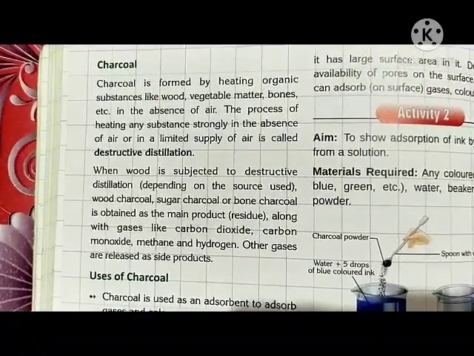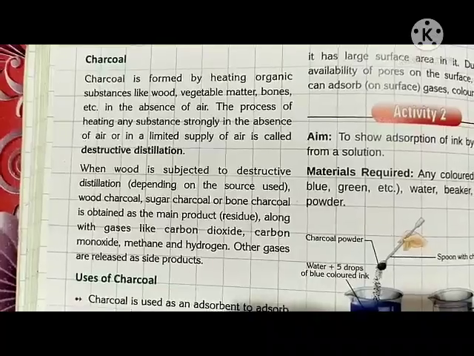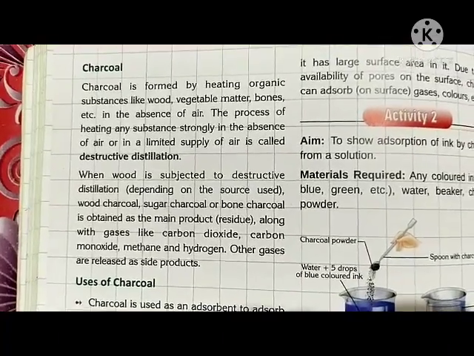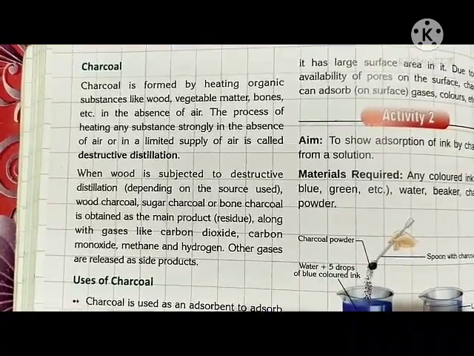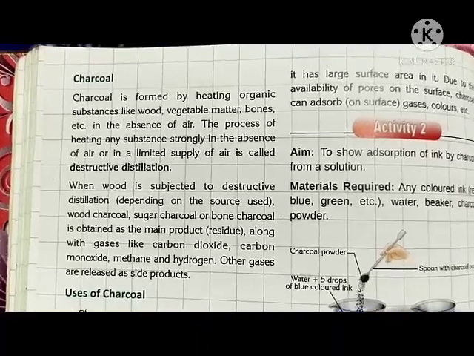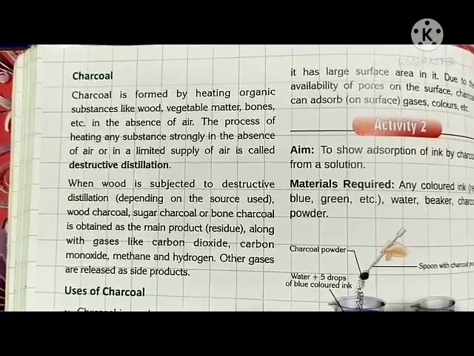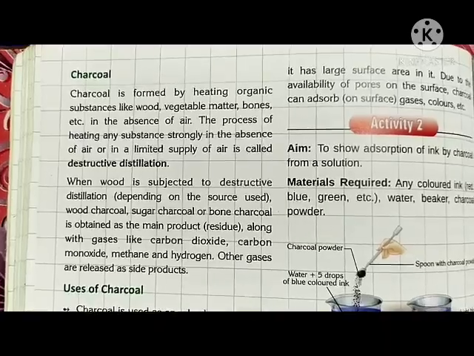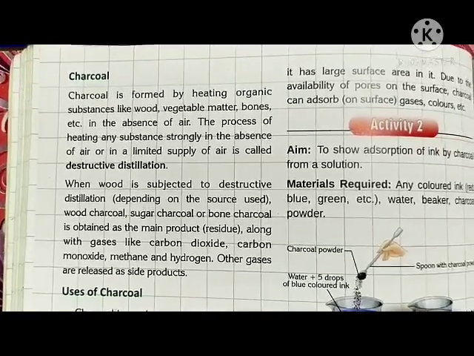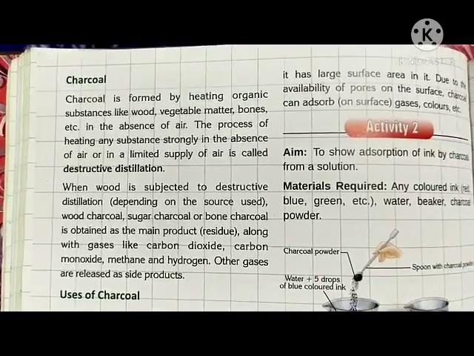Now another form of coal is charcoal. What is charcoal, students? Charcoal is formed by heating organic substances like wood, vegetable matter, bones, etc. Coal is obtained by the sedimentation process, and charcoal is obtained by the heating process.